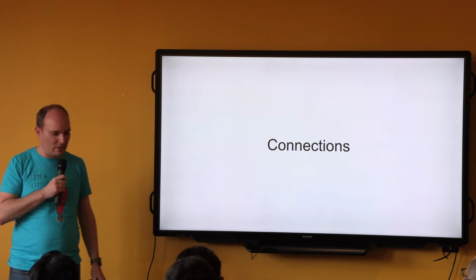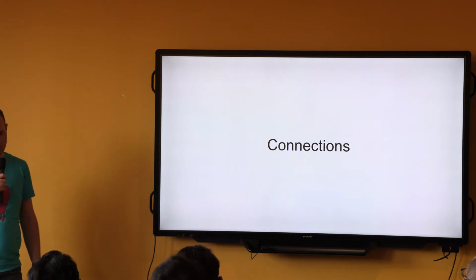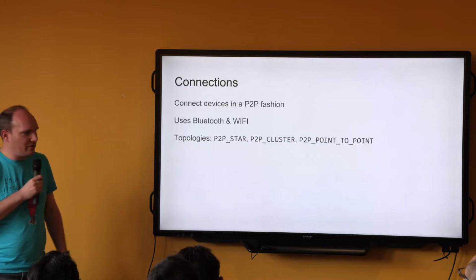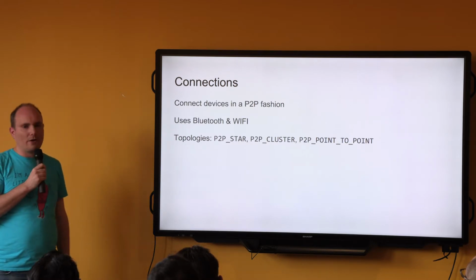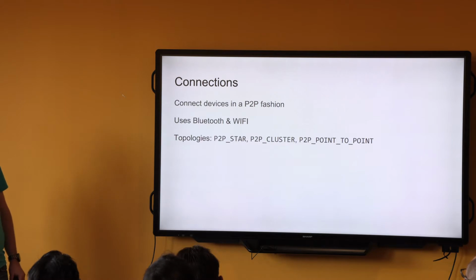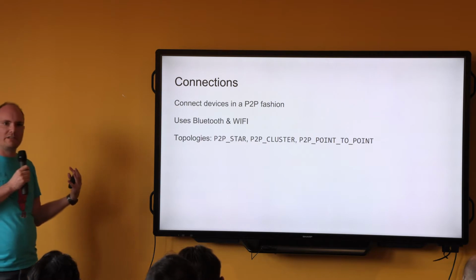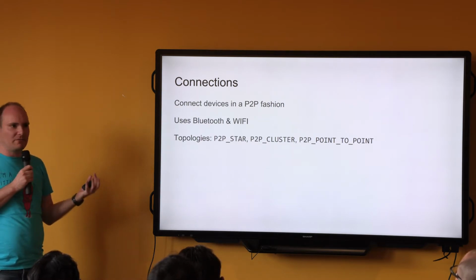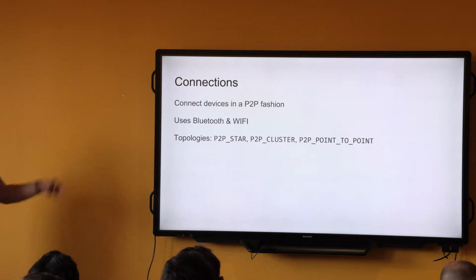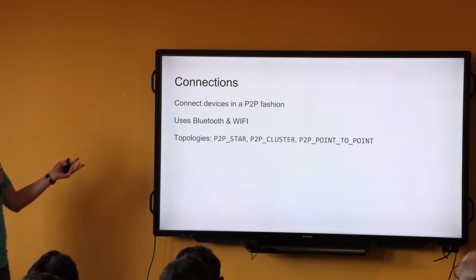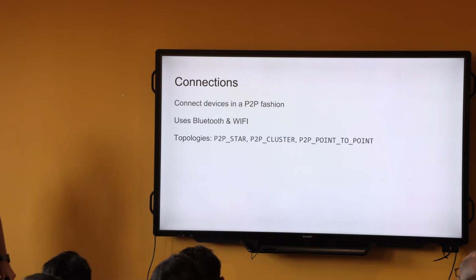Okay, so let's talk a little bit about Connections. Connections allow you to connect devices in a peer-to-peer fashion, so without any network this time, and it uses Bluetooth and Wi-Fi. I think it's a pretty interesting API because there might be some offline scenarios, like multiplayer games on planes, I don't know, that kind of stuff. So in theory, you don't need any network connection to use this. It used to be different though. In the previous API, you needed some kind of network.